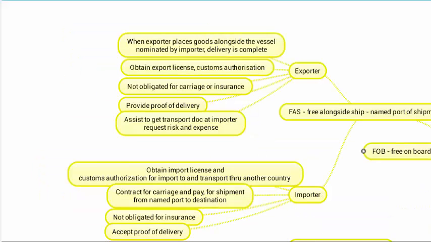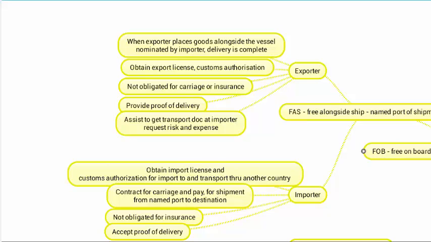Let us turn to free alongside ship. Free alongside ship is less frequently used than FOB. Here the exporter keeps the goods ready for loading alongside the ship. In FOB, the exporter has to load the goods on the vessel nominated by the importer. In FAS, he has to keep the goods alongside the ship nominated by the importer, ready for loading. In FOB, goods are loaded onto the nominated vessel, and then delivery is complete.